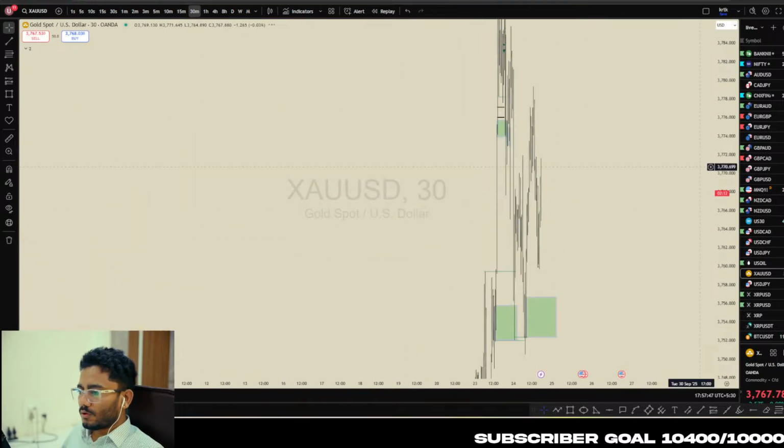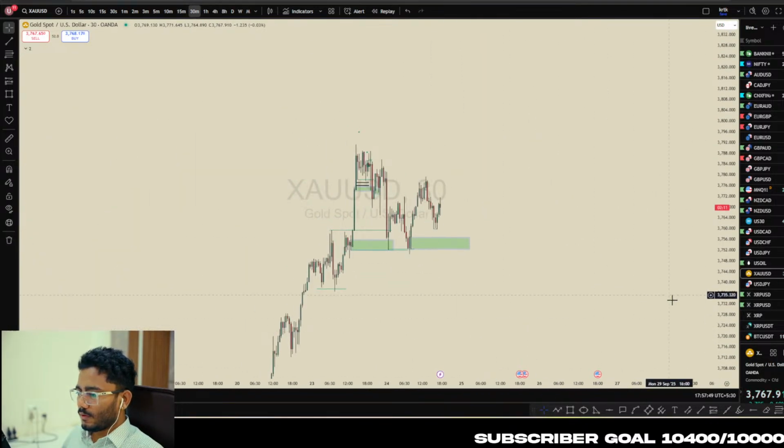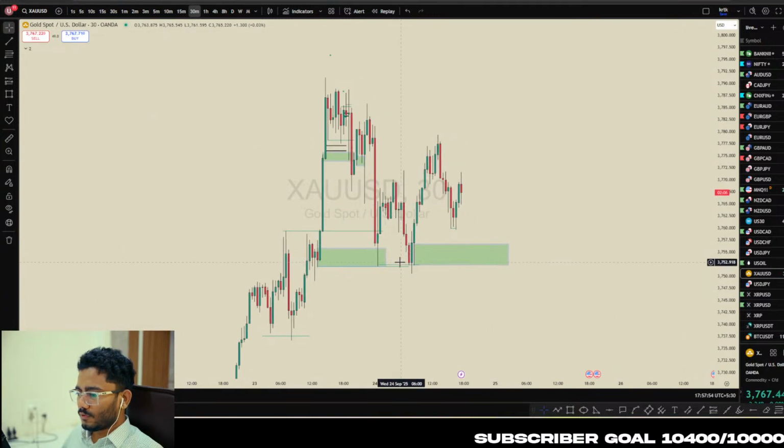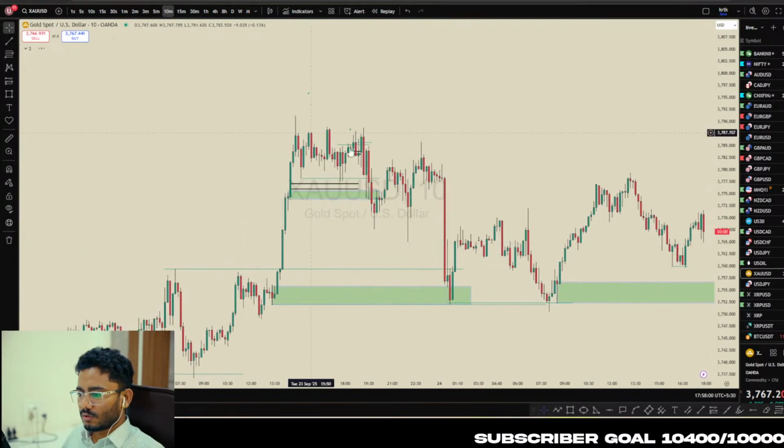So if you look at gold here, price has swept the liquidity from this low. Yesterday, price hit my stop loss over here. This is the order block. Now they're here.